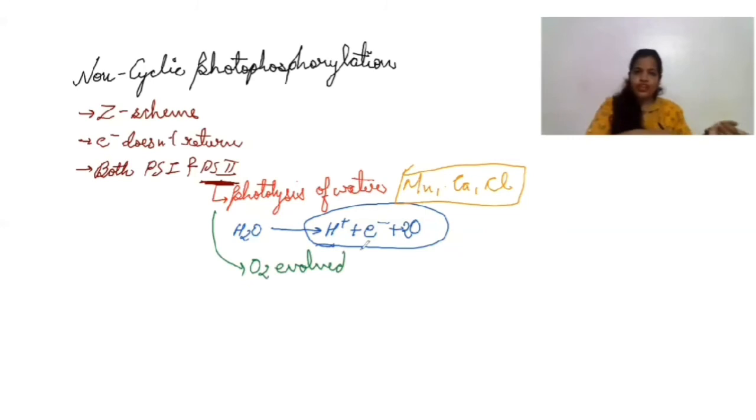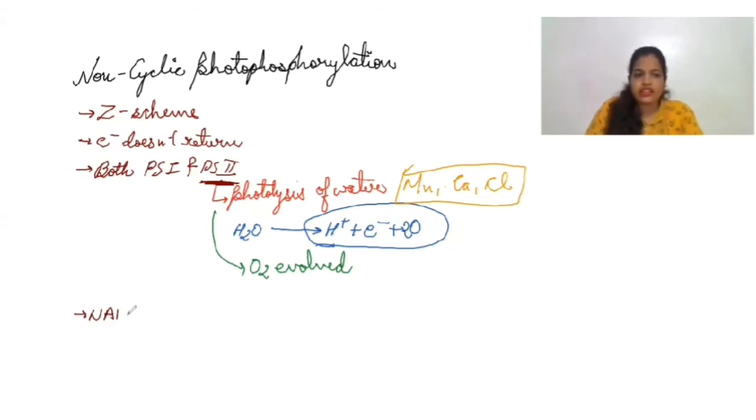So, no PS2, no photolysis of water, no oxygen evolution in cyclic photophosphorylation. But in non-cyclic photophosphorylation, PS2 is present. So breaking of water is there, water is broken, so oxygen is evolved. Clear? Coming to the next point regarding non-cyclic photophosphorylation, they have NADP reductase in the stroma side.